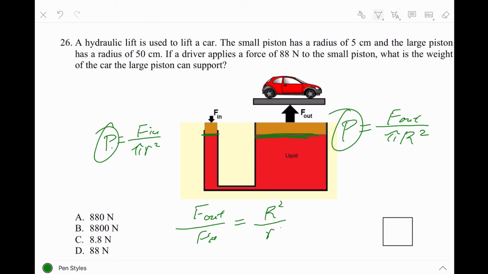So, R squared over r squared. Now, of course, 550, so it's 10 times, squared, so it's a 100 times. And you're putting 88, so you will get a force that is 88 multiplied by 20, so it's B.